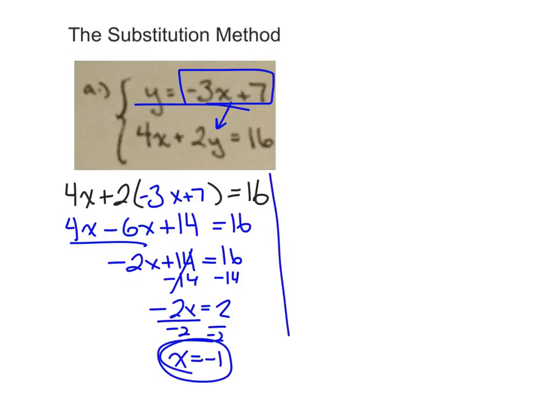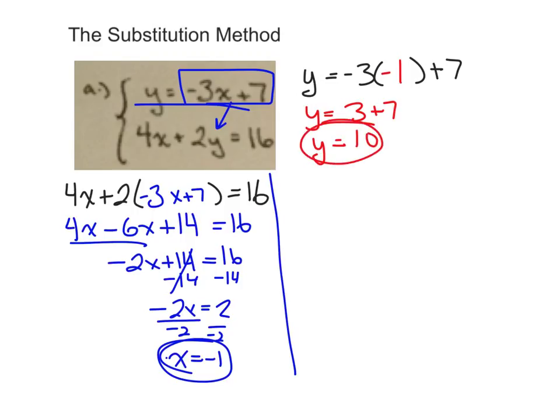I'm going to save that because now we're going to need it. We're going to plug that back into one of the original equations. I'm just going to go ahead and plug it back into that first equation. y equals negative 3x plus 7. And again, because I'm going to substitute that negative 1 for x, I use a set of parentheses there as a placeholder. Then plug in the negative 1 and start solving. y equals 3 plus 7, so y equals 10.